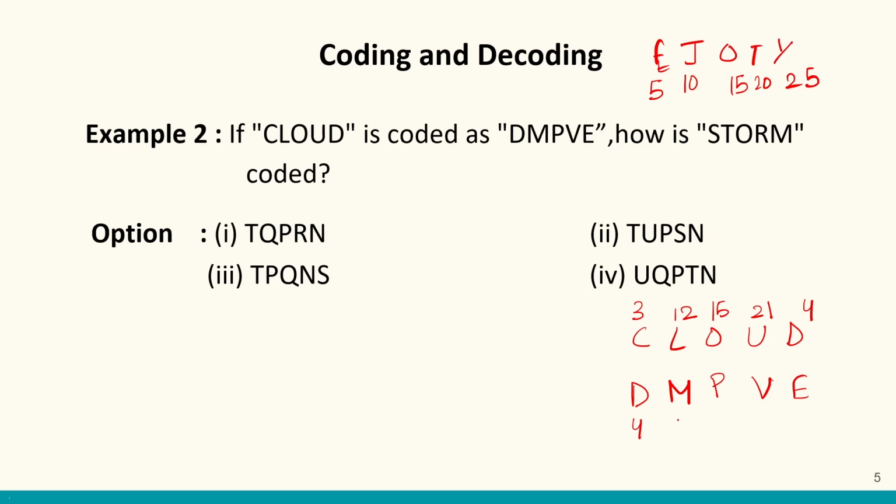Similarly, I can see 4 here. M is denoted by 13, P is denoted by 16, V is denoted by 22, and E is denoted by 5. So clearly there is an increment of 1 position from the original letter. This is the original form. And this is the coded form.